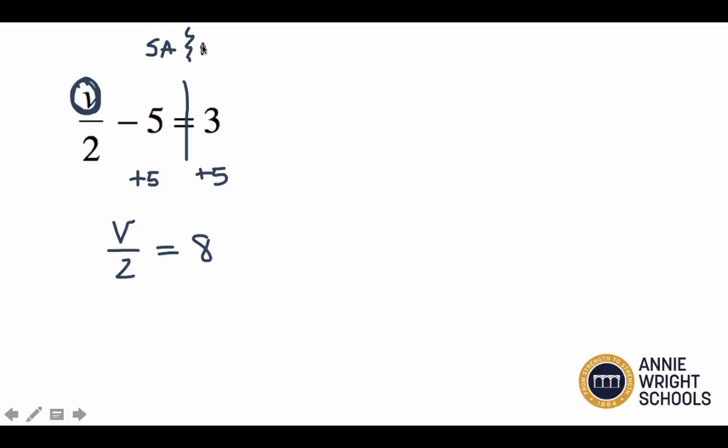Now get rid of division and multiplication. Well, I'm dividing by 2. So how am I going to get rid of dividing by 2? I'm going to multiply by 2 over 1.